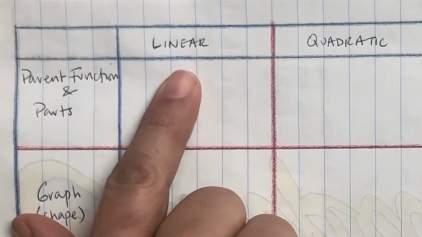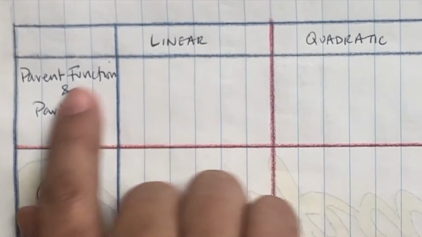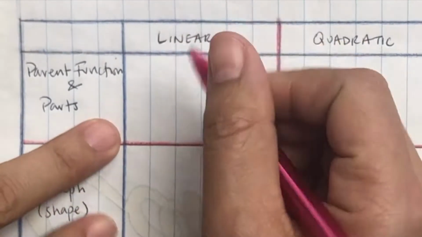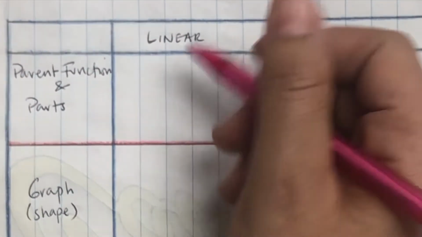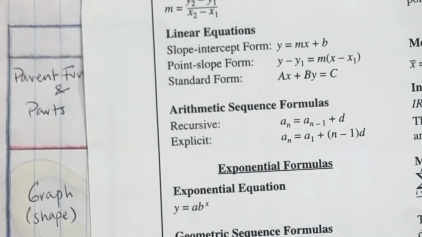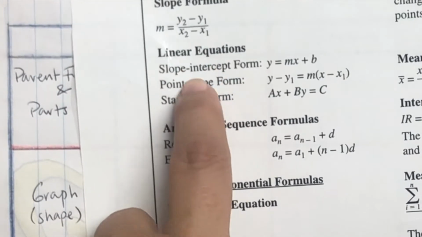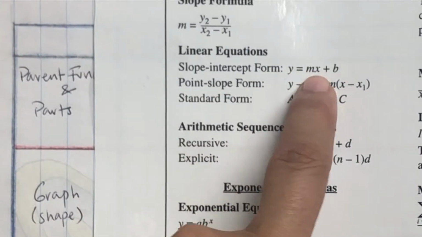A linear function, what does that look like in terms of the parent function and the parts of it? So in other words, what is the equation of a linear function? And again, this should be found in your formula sheet somewhere, maybe. Yep. Okay, so linear equations, this is what you're used to seeing. y equals mx plus b.